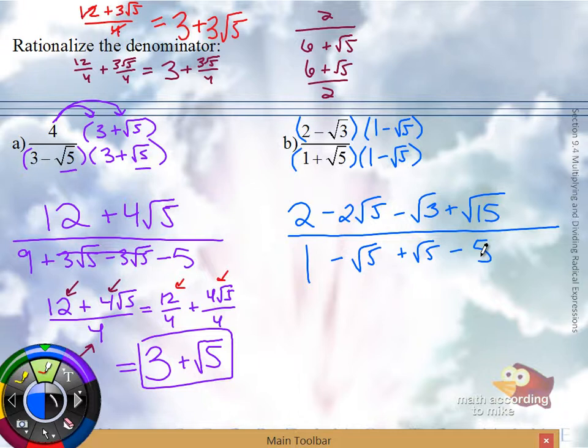So remember, when adding or subtracting radicals, two things must be true. What are those two things? Same index and same radicand. Well, they all have the same index except for that 2. 2 doesn't even have a square root on it. But do they have the same radicand? No. So the numerator stays 2 minus 2 square root of 5 minus square root of 3 plus square root of 15. Downstairs, the square root of 5's cancel. Careful. Negative 4.